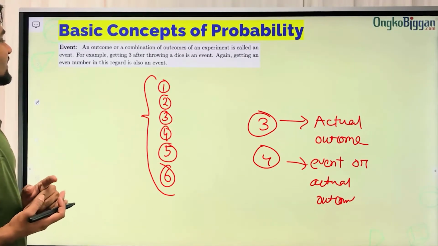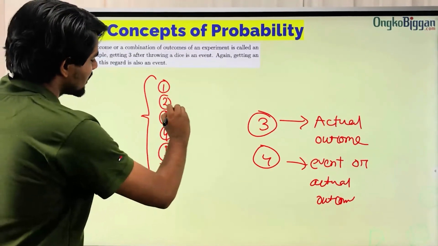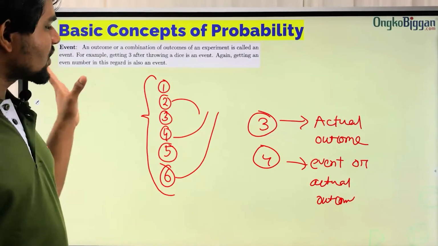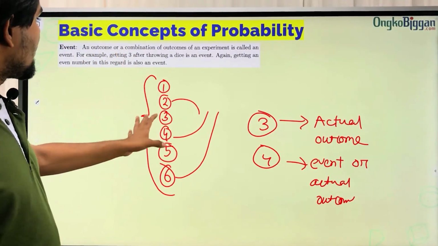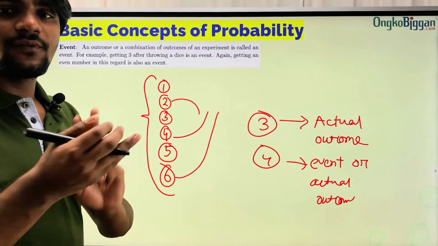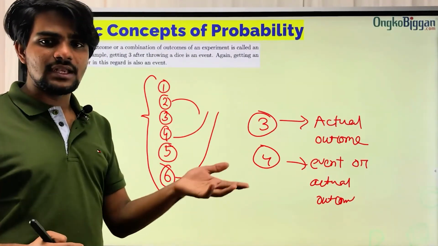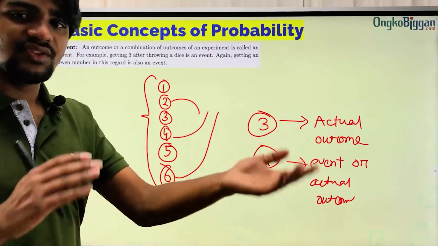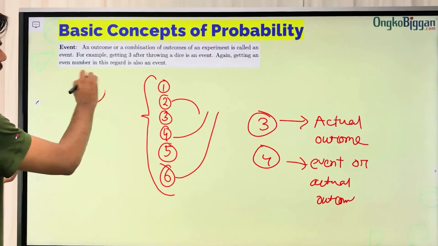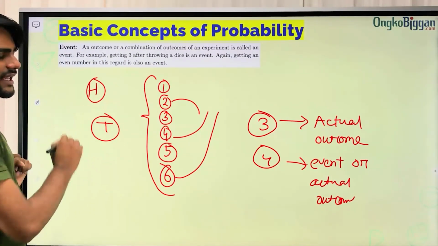Getting an even number in this regard is also an event. You roll the dice and you can get a 2, a 4, or a 6. So when you throw the dice you can get an even number, that is 2 or 4 or 6. If you get an even number when throwing a dice, that will also be an event. Similarly, getting a head in a coin toss is an event, or if you toss it another time and get a tail, that will be another event.